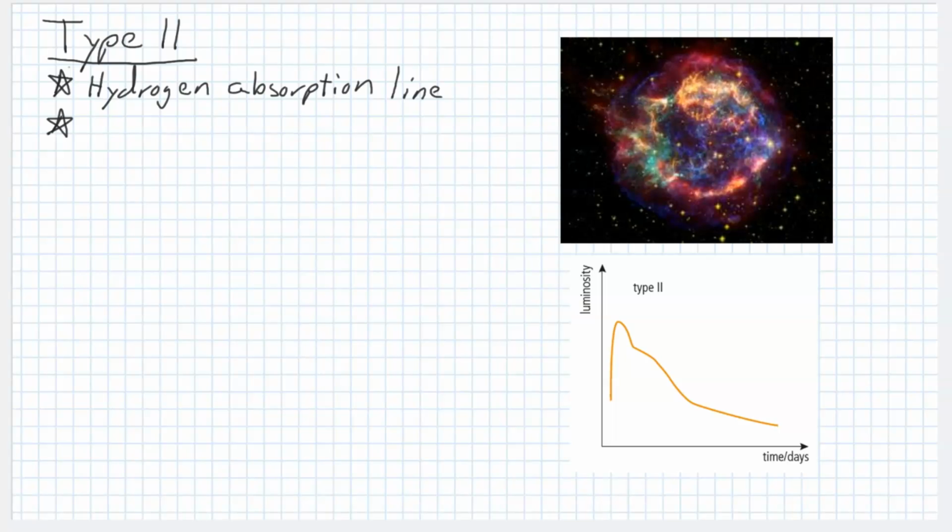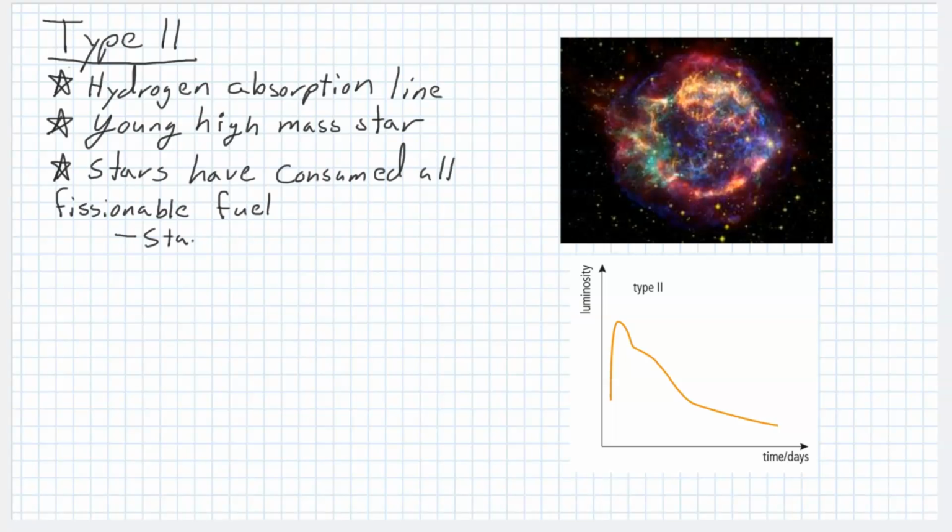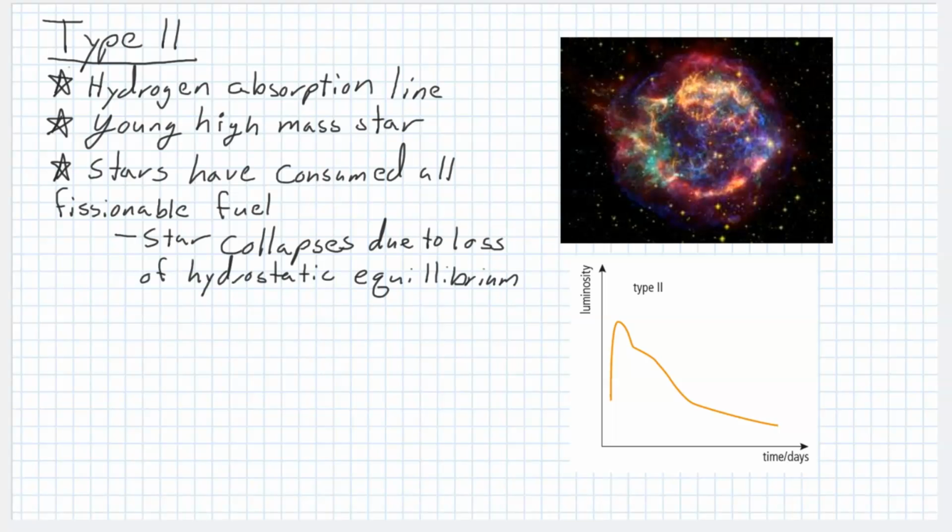Unlike a Type 1a supernova, Type 2 supernova have hydrogen absorption lines in their spectra. This is because they occur in young high-mass stars that have become unstable. Once the high-mass star can no longer keep its fusion reaction going because it doesn't have a sufficient amount of fuel, the star begins to collapse under the pull of gravity due to the loss of hydrostatic equilibrium.